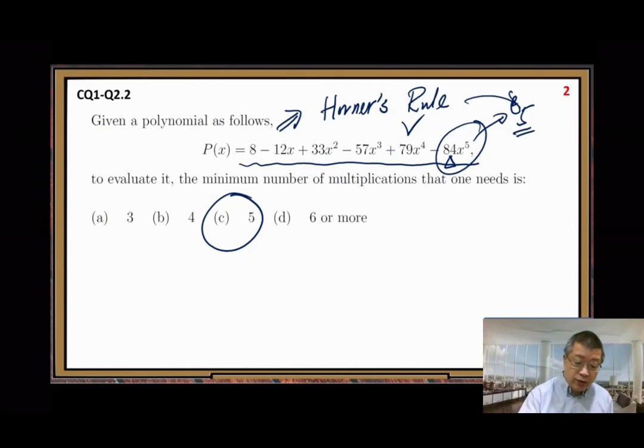If you take the Horner's rule, you get answer option C. Now, option D, 6 or more, is not the best solution. Someone can do better easily with 5 multiplications. So for that reason, your solution is not good. All right, that's the second question. Then the last question of this part.